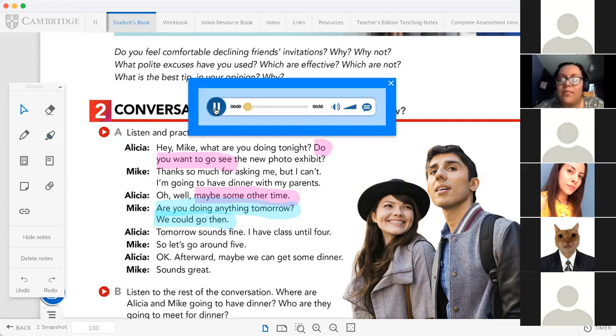Page 100. Exercise 2. Part B. In the chat, if you have the answer, copy it in the chat. Listen to the rest of the conversation. Where are Alicia and Mike going to have dinner? Who are they going to meet for dinner?